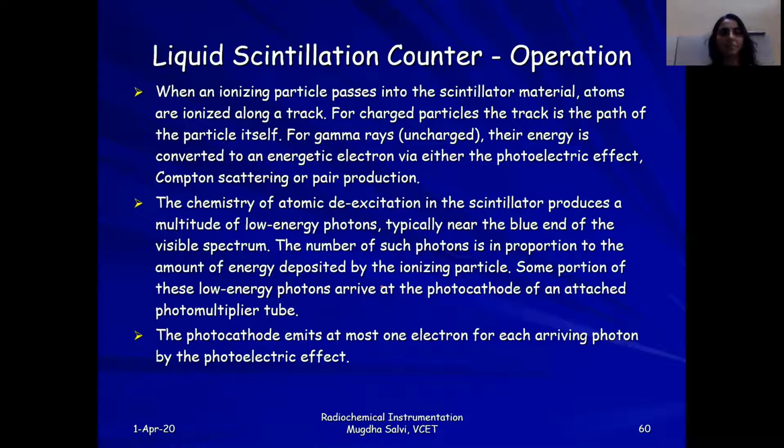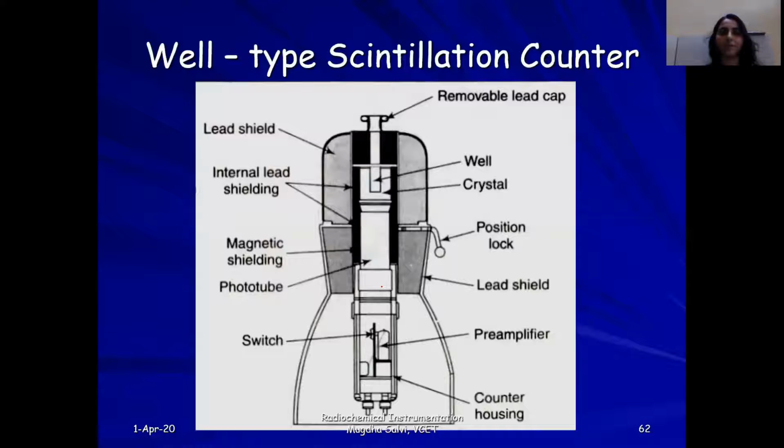The same explanation is written here. You can go through it later on. This is a well-type scintillation wherein the material is placed and you have the phototube and the output which is given to the indicator.